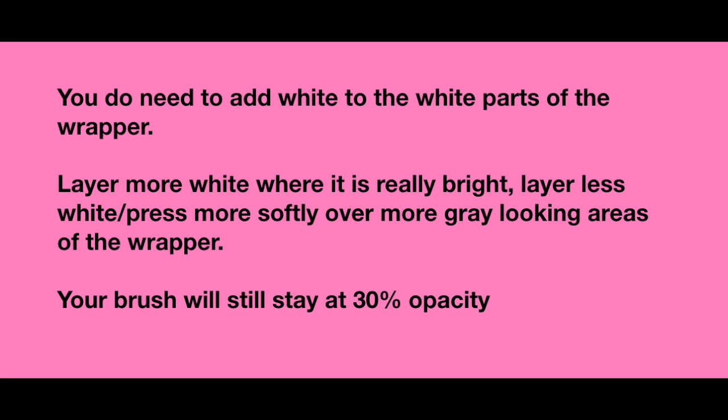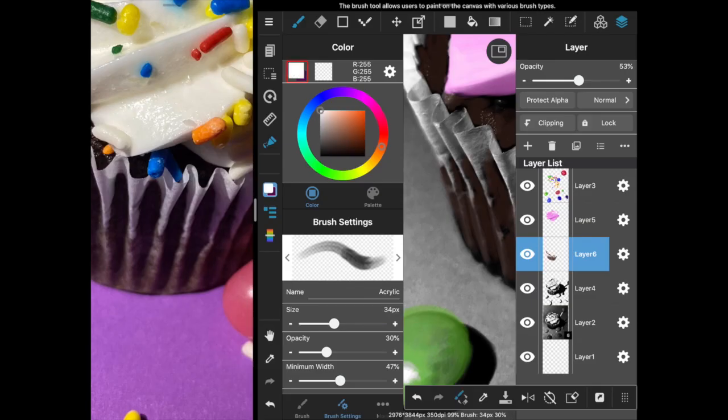You will need to add white to the white parts of the wrapper. You're going to be layering more white where the wrapper looks really bright white, and you're going to layer less white and press more softly over more gray looking areas of the wrapper. Your brush will still stay at 30% opacity.